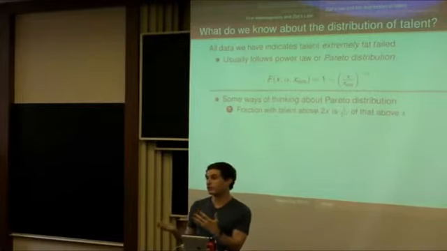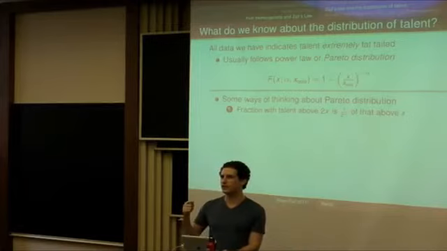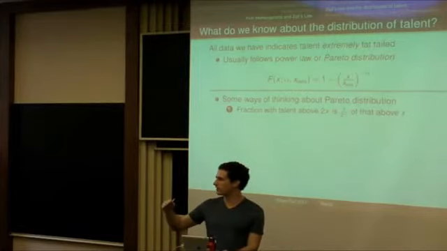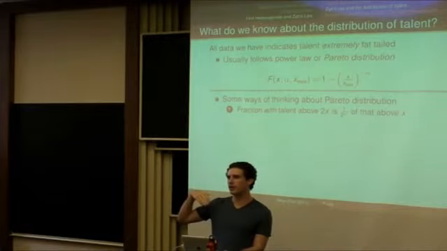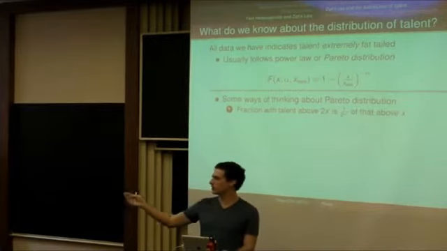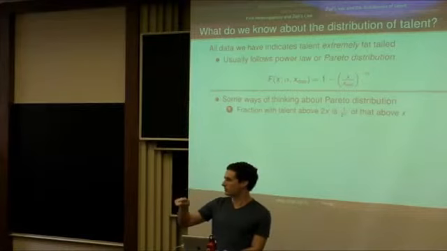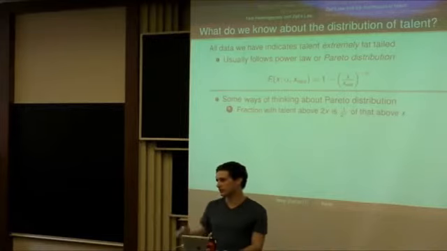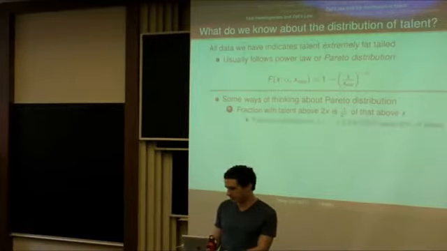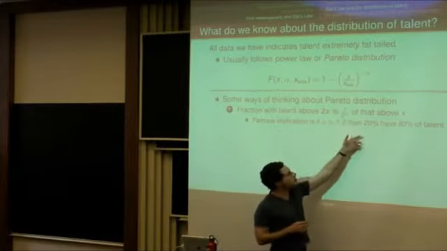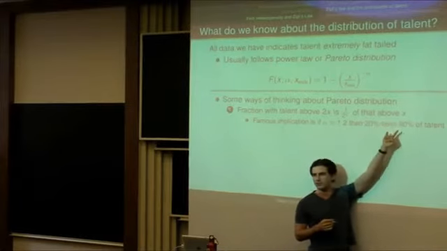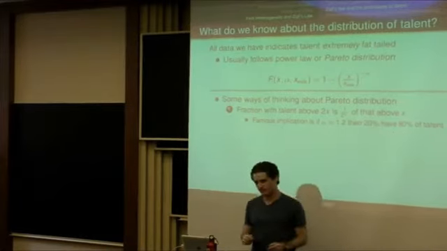Another way of thinking about it, in terms of money, is that the number of people earning above $100,000 is only twice the number of people earning above $200,000. Or the number of people earning $8 million a year is only 1/8 of the number of people earning above $1 million a year. That's a very slow rate of dying off in terms of people's talent. A famous implication of this is that if alpha is 1.2, then 20% of people have 80% of all the talent.